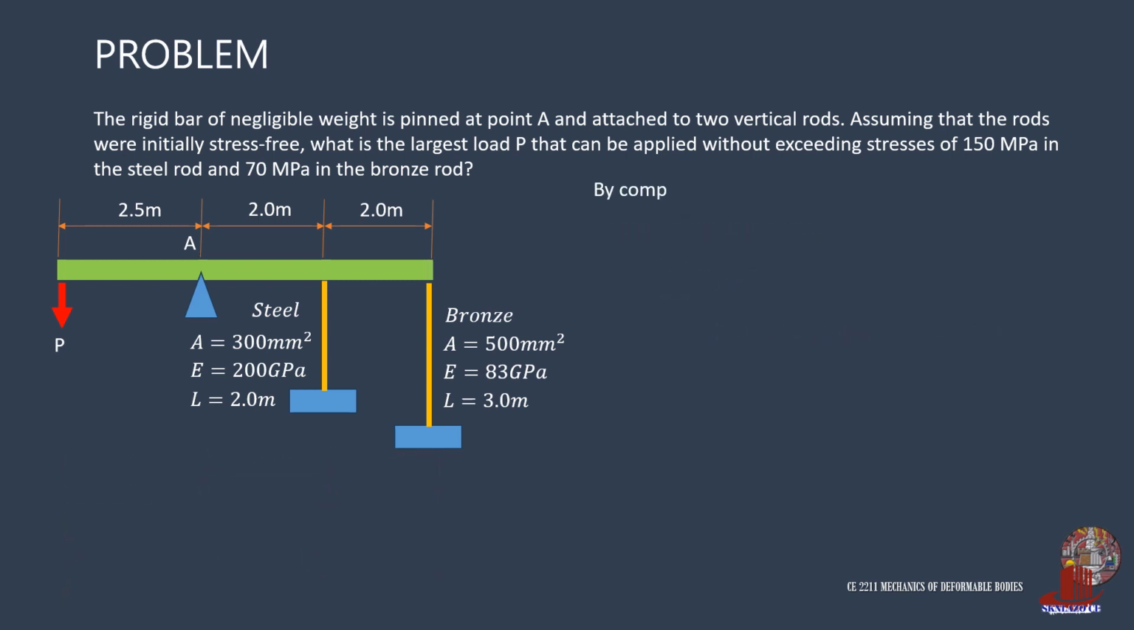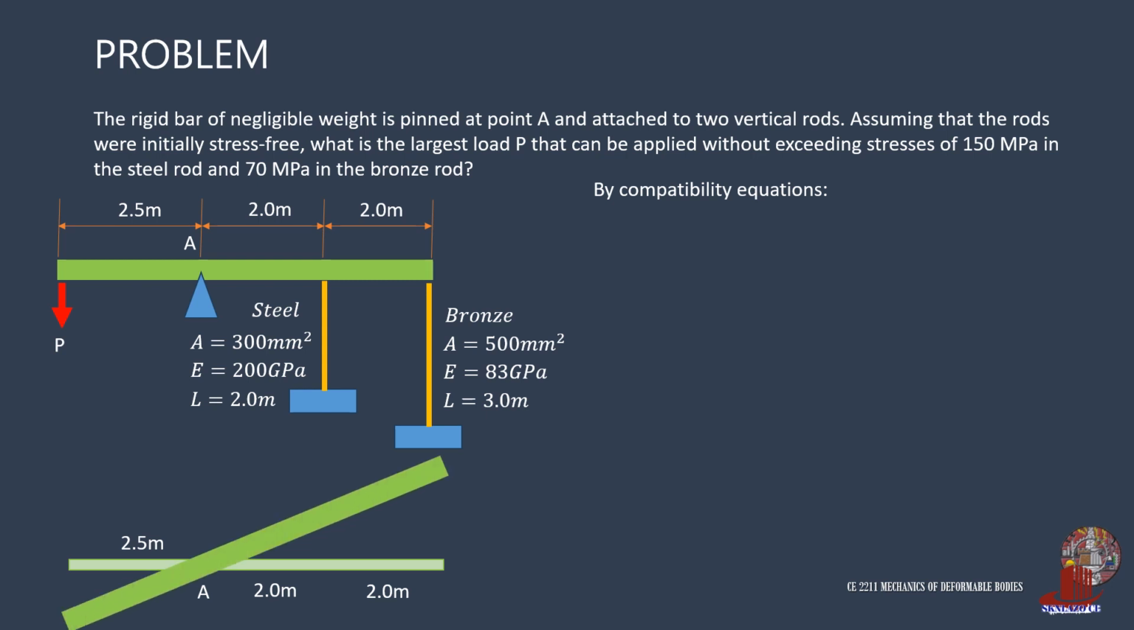Next is to work on compatibility equations. The easiest to visualize is through deformation. With the application of load P, the bar then rotates counterclockwise from the fulcrum, which creates deformations in the two rods. Using similar triangles, we can relate the deformation of steel over 2 meters as equal to the deformation of bronze over 4 meters.